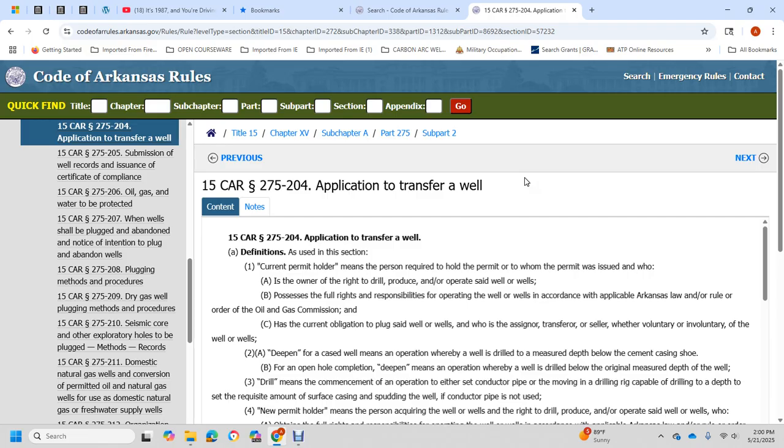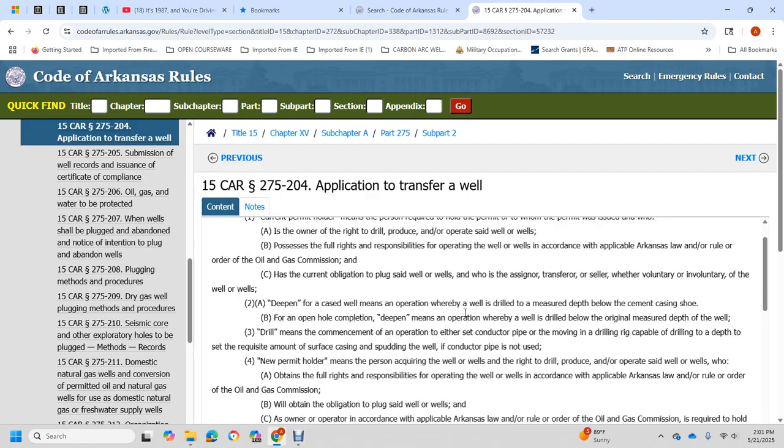Applicable Arkansas rule and or rule of the Oil and Gas Commission with the current obligation to plug and abandon the well, who's assigned with the transfer, whether voluntary or involuntary. Well depth, in the case of the well, means the operator whereby the well is drilled, the measure of the depth of the well below the casing shoe, with the opening, with the completion, with the depth of the original well drilled.